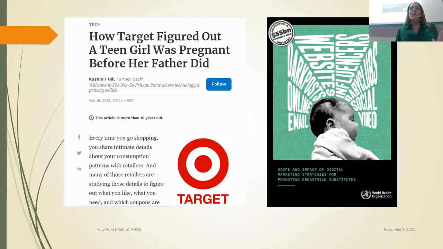I'll get you to have a look at that big one there. How Target figured out a teenage girl was pregnant before her father did. Has anyone seen this article before? Yeah. It's about how these sophisticated algorithms on Google can track the activities and find people and target them. So marketing and advertising has changed.